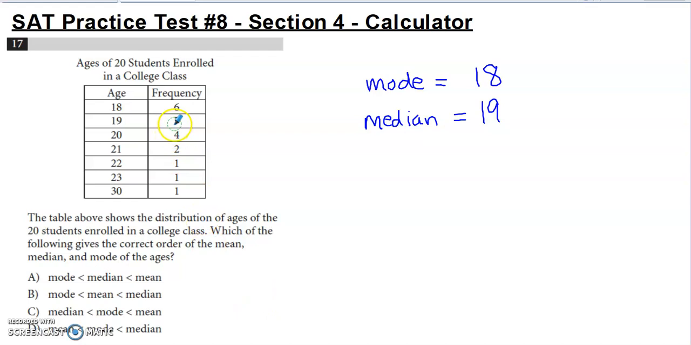Well, the 10th and 11th values are both going to be 19-year-olds, right? The 10th value is going to be the second to last 19-year-old, and then the 11th value is going to be the final 19-year-old. So the average of those two 19-year-olds is going to leave us at 19.